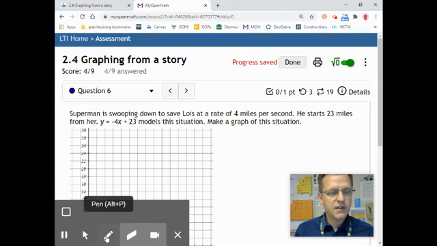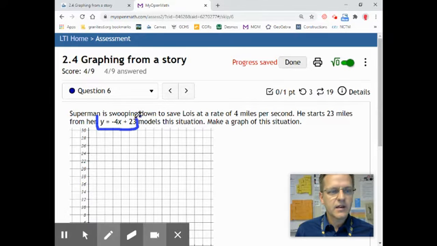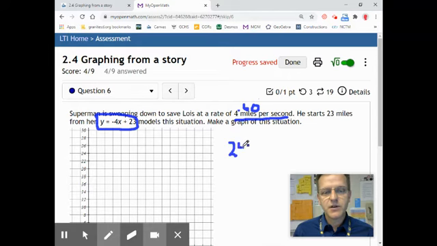Superman is going to save Lois at a rate of 4 miles per second. And he starts 23 miles away and starts rocketing toward her at 4 miles a second, which is fast. Let's think about that. 4 miles a second. How many miles an hour is that? Well, that would be times 60, 4 times 60 to put that into hours. So that would be 240 miles an hour.